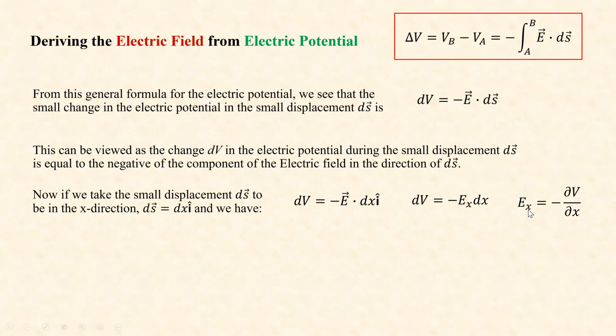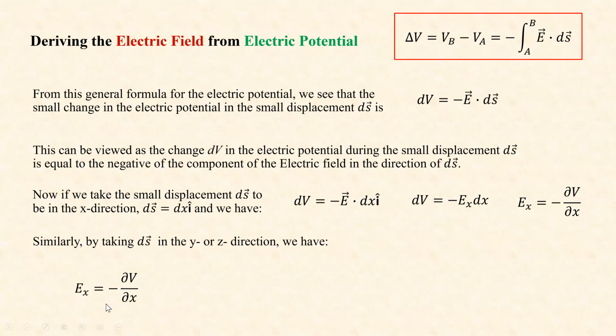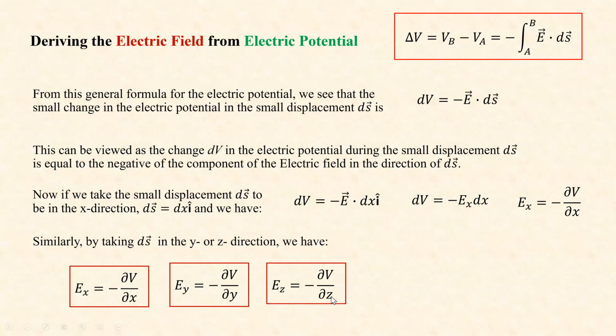The x component of electric field is negative of the partial derivative of potential with respect to x. And you can do the same thing for the y direction. Take the ds in the y direction, dy j hat, or dz k hat. Then you get this for x. Ey is negative partial derivative of V with respect to y. Ez is negative partial derivative of V with respect to z. And we have these three equations.